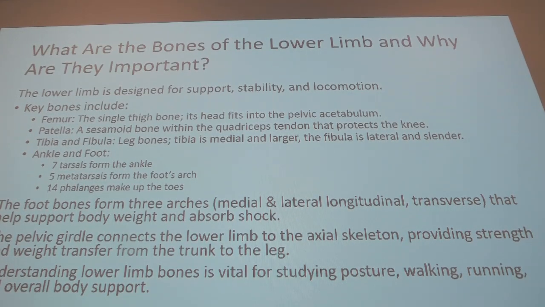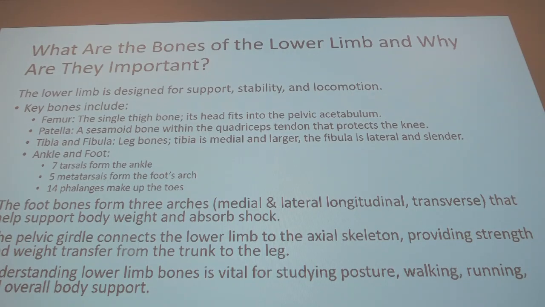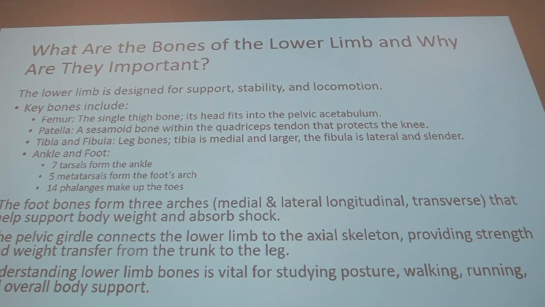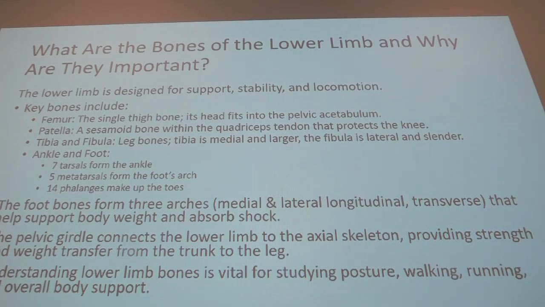So now let's move into bones of the lower limb and why they're important. So the bones are the femur, the tibia, and the fibula. The femur is the thigh bone, while the tibia is the middle bone of our leg, and the fibula is the lateral bone of our leg. Why are they important? Well, because they help us to support the weight of our body and also help us to move and maintain stability while we are standing.